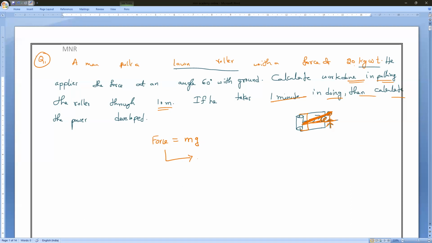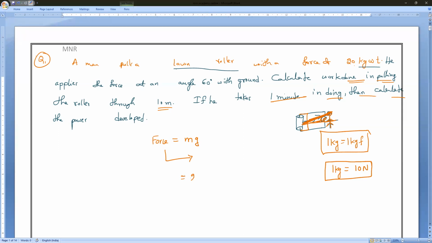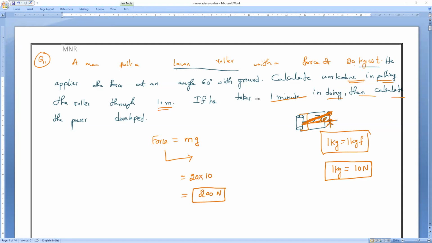So please note the conversion of kilogram weight to newtons. We all know 1 kilogram weight is equal to 1 kgf. 1 kilogram is equal to how many newtons, guys? 10 newtons. So now they have given 20 kilogram weight. 20 kilogram weight means 20 into 10, which is equal to how many? 200 newtons. Please make sure. Clear, everybody? 1 kgf is equal to 10 newtons, yes, Sanjay, very good.